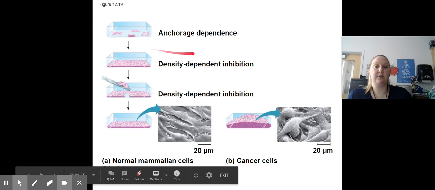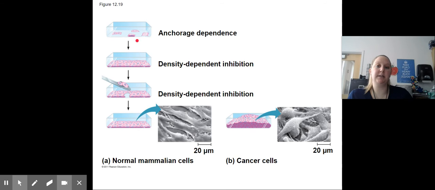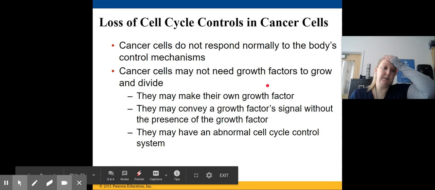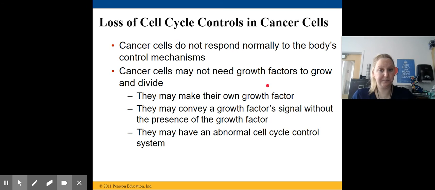So this is a picture of anchorage dependence, and what happens is as long as these cells are anchored properly, they will begin to divide. Here's density dependence. What we did is we removed a few cells with a scalpel and noticed that the neighboring cells continued to divide. This experiment was completed in the same exact steps with cancer cells, except they realized that those cells continued to divide and stack on top of each other. This creates something that we know as a tumor.